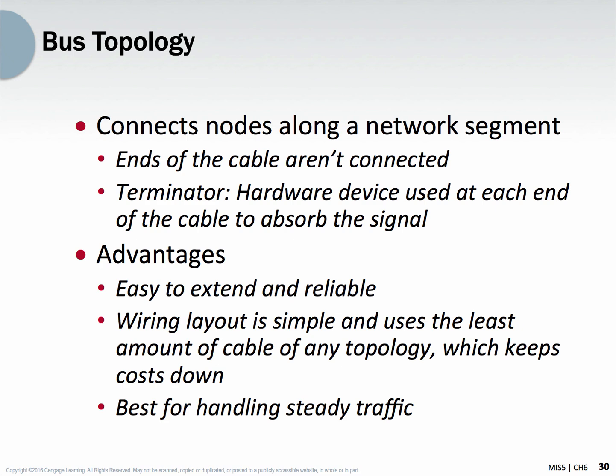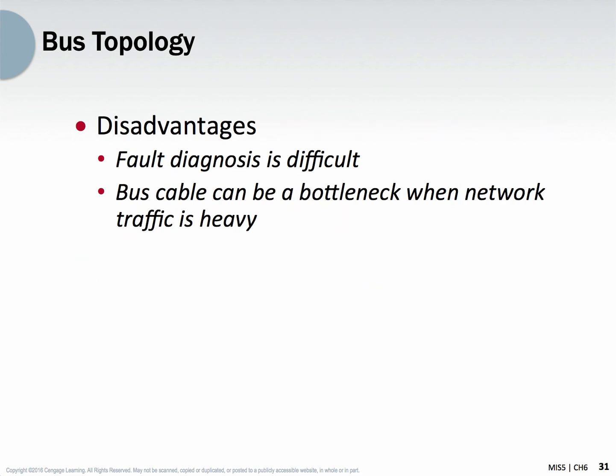Advantages: it's easy to extend. Wiring is not really an issue with this. And it's good for steady traffic. One of the problems is that it's hard to figure out when something goes wrong here because the signal is continuing on past all the computers. So it's hard to figure out where we've got a failure point. Now we've got 2 other topologies. And then after that, we're going to take a break and then dive into the rest in part 2.